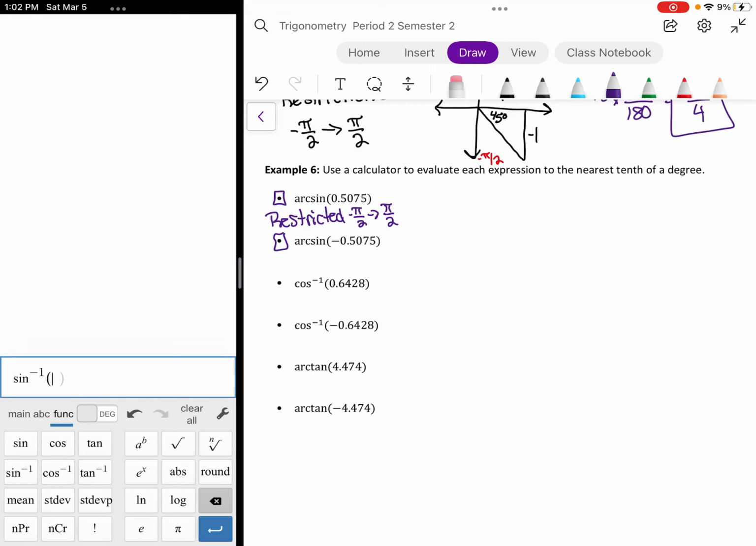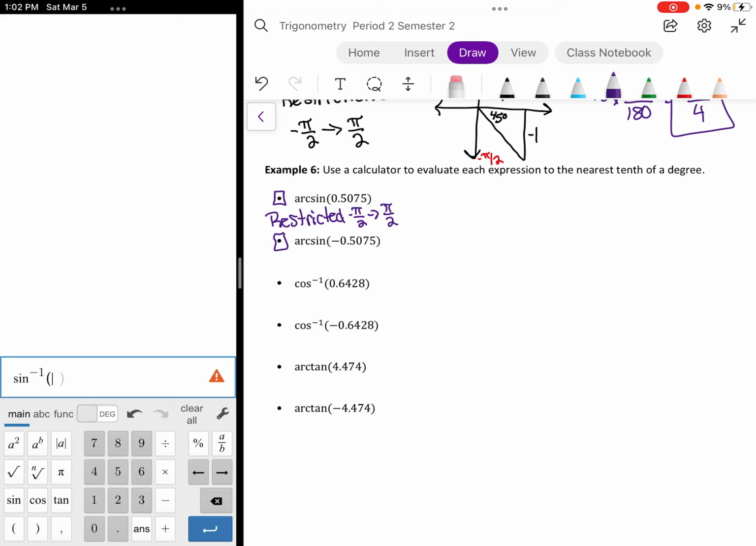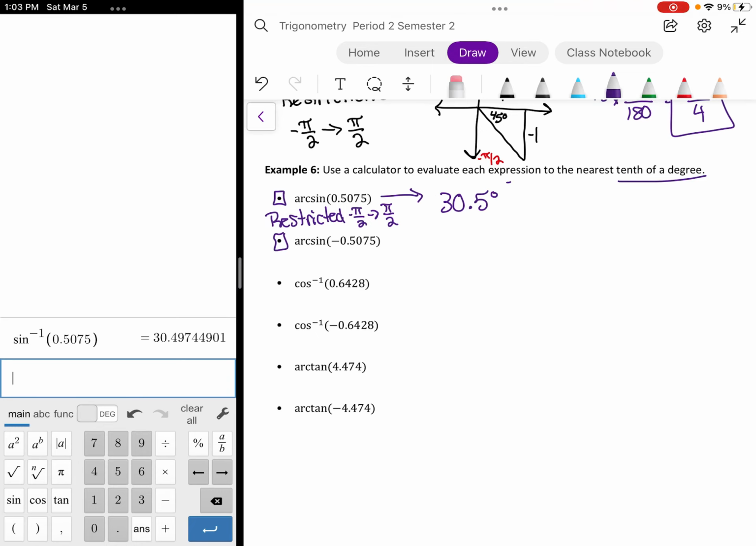And our inverse sine, remember, is the same thing as sine to the -1. And you're just going to type in that value, 0.5075, equals. And remember, this gives you the reference angle. So because sine is positive, that means we will be in the first quadrant. So we can just write down this angle. And we are rounding to the nearest tenth, so we would just do 30.5 degrees for our first answer.